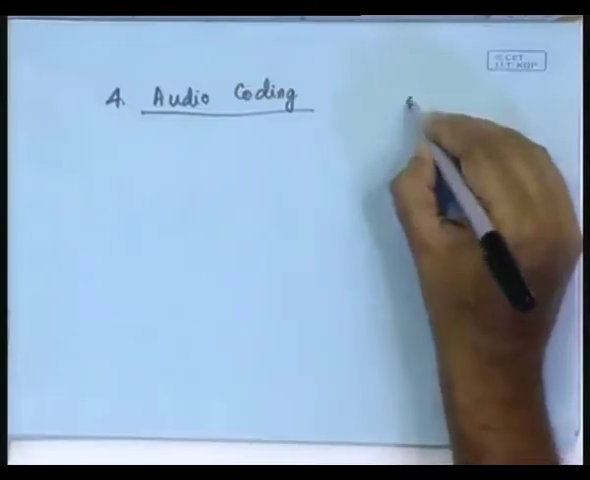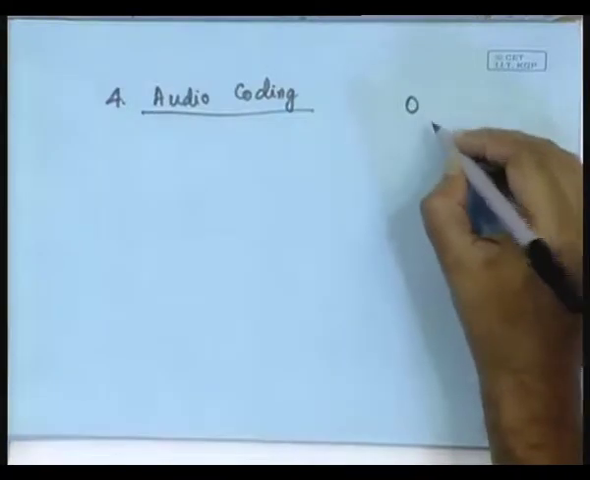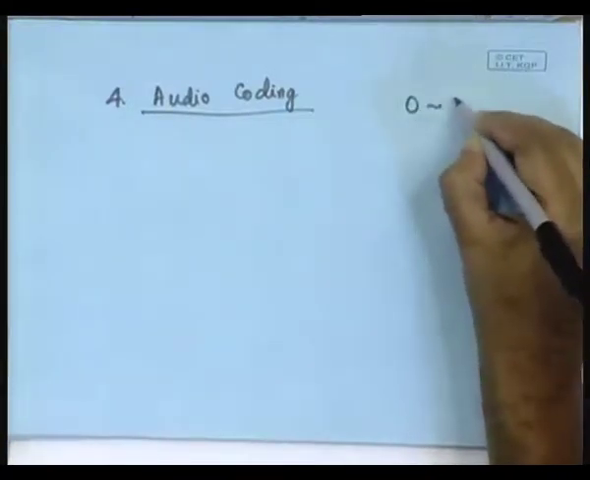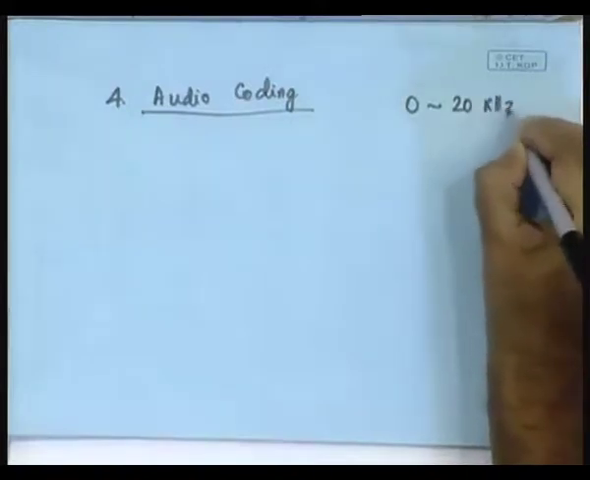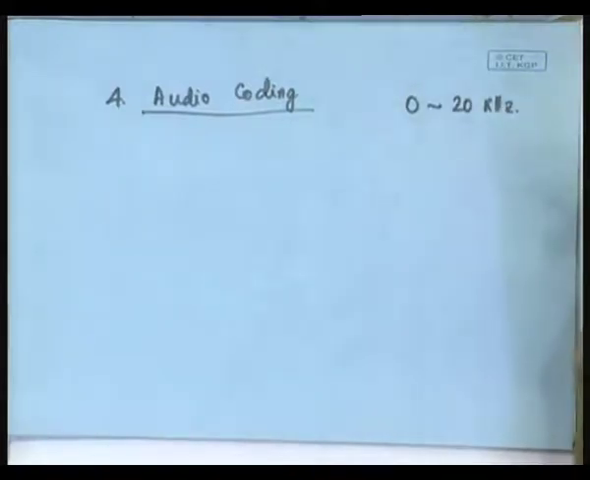The channel which can be used for speech will not be good for music. So, here for audio we have to make use of the entire audio frequency spectrum, which we consider as 0 to 20 kilohertz. I mean people say 20 hertz to 20 kilohertz.